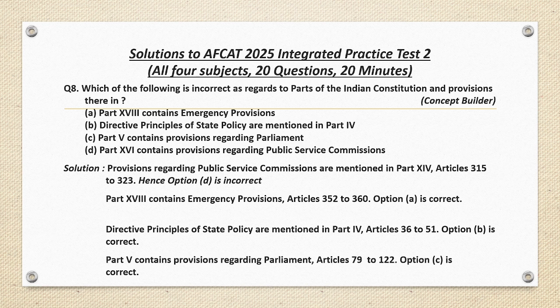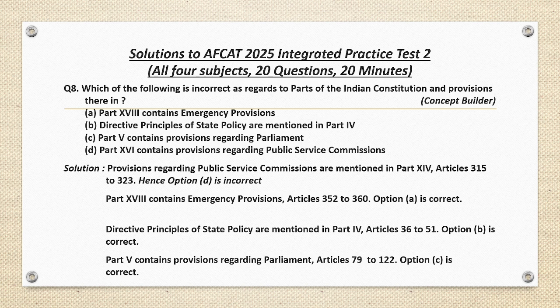Next, option B, right? DPSP is mentioned in Part 4, Articles 36 to 51. Yes, this is correct. And here, directive principles of state policy provision is obtained from which country's constitution? Ireland constitution. We have discussed earlier. This is a famous PYQ. DPSP is obtained from the Irish constitution. Okay. Right. Next, let us see option C.